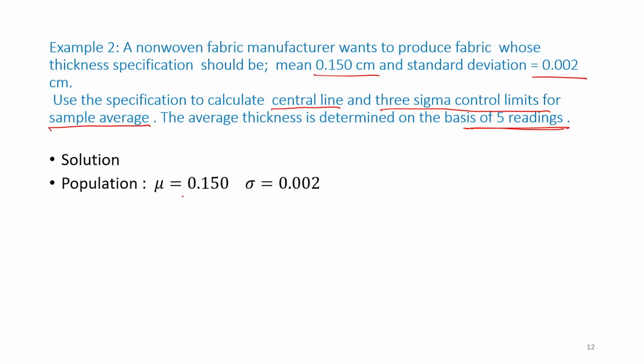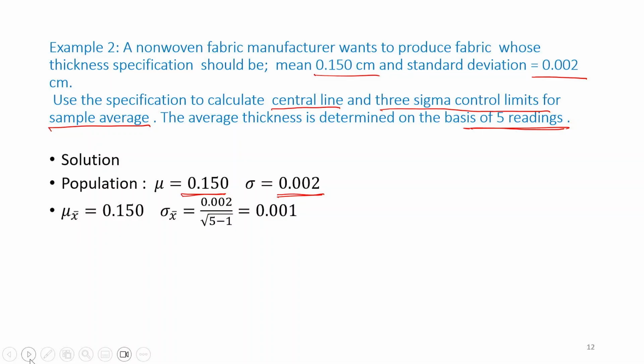Therefore, whatever the population mean is given, the population standard deviation is also given: 0.002 centimeters. So we have to produce this fabric with a mean thickness of 0.15 centimeter and a standard deviation, the variation which is allowed, of 0.002. But we have to find the control limits based on the sample average.